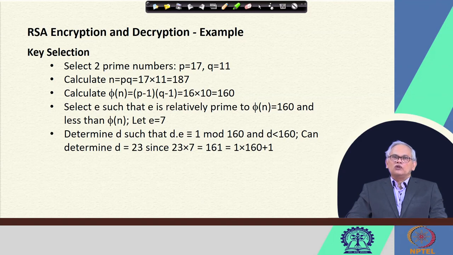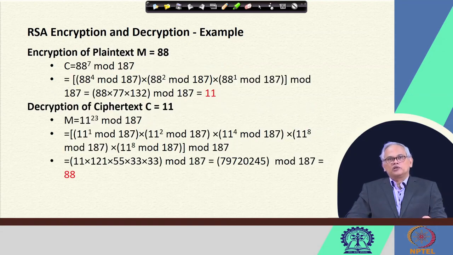And then we have to choose a value of d such that d into E mod 160 will be equal to 1, and d will also be less than 160. Okay. So, we can determine that d is equal to 23, because we see that 23 into 7 is 161, and 161 is 1 mod 160. If I divide 161 by 160, I get 1 as the remainder. So, that satisfies the condition that d into E mod 160 should be equal to 1. So, in this way we have got the encryption key, and we have also got the decryption key.